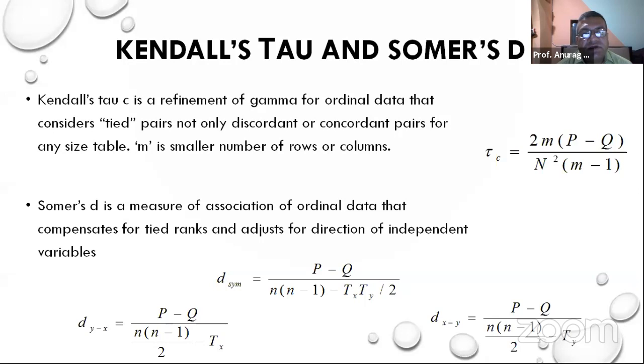And Somers' D is a measure of association for ordinal data that compensates for tied ranks and adjusts for the direction of independent variables. So I'll read the formula. Somers' D symmetric is P minus Q divided by n minus 1 minus Tx Ty divided by 2. And you define two Somers' D, one from y to x, one from x to y. The formulas are given on the ties that exist between variable x and variable y. So this is Somers' D for you.